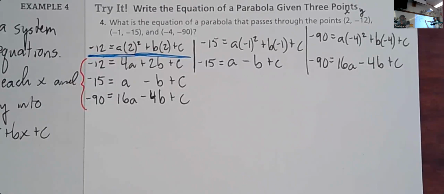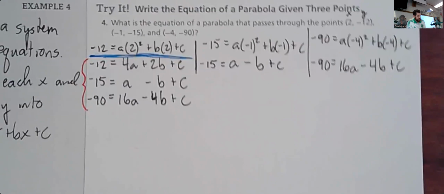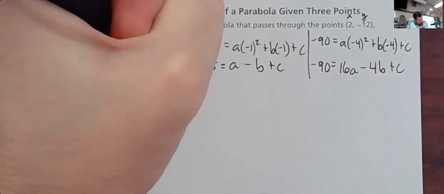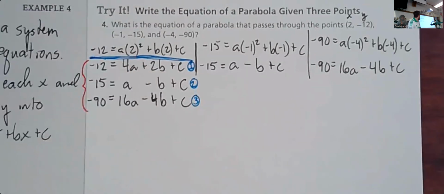Now remember, we have to do that twice. We have to group up two different pairs of equations to eliminate the one variable that we need to get rid of. So let's call this one equation number 1. That'll be equation number 2. And then here's equation number 3.